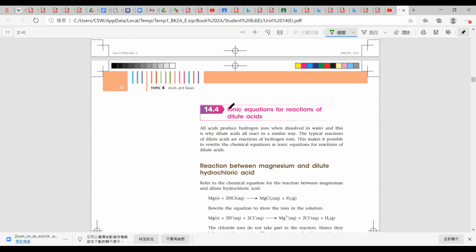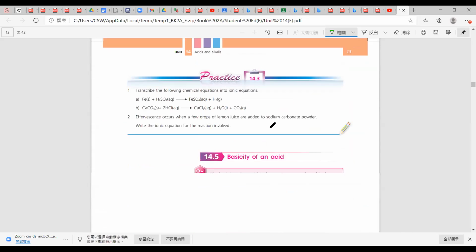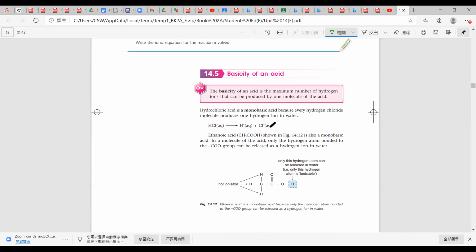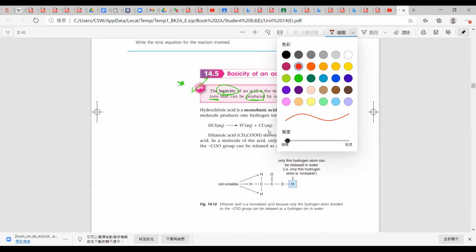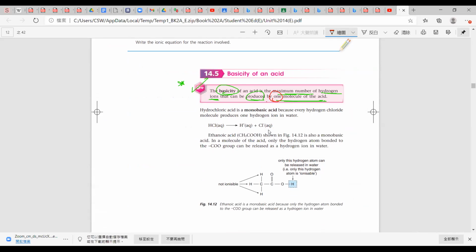Now this one I can skip, right? Ionic equation. I'm sure most of you have got it. We come to the word basicity. Basicity, 鹽基度. So what is meant by basicity? The basicity of an acid is the maximum number of hydrogen ions that can be produced from one molecule of acid. So remember, we have got per one molecule of acid, and the maximum number of hydrogen ions that can be produced.